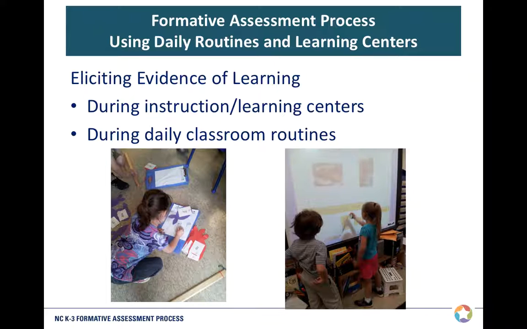There are many routines which are common to kindergarten classrooms, from morning arrival to afternoon dismissal, and in between come routines related to large group times, small group instruction, preparing for lunch, cleanup time, and so forth. Both center work and routines offer teachers many opportunities to observe children and to engage in the formative assessment process. Again, it's the idea of giving children every opportunity to show us what they can do.